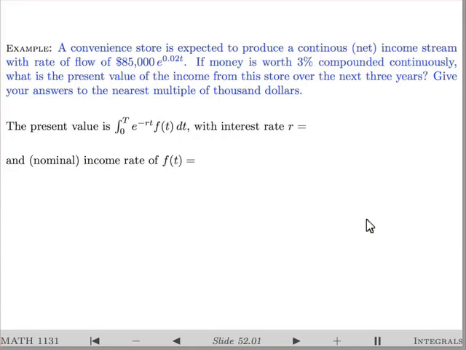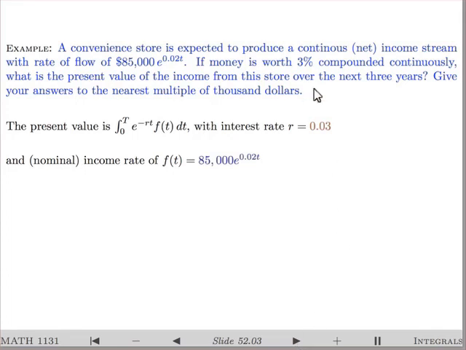The convenience store is expected to produce an income stream equal to this amount. So the idea here is that currently it's producing an annualized income of $85,000. We expect that to increase at 2% a year overall. That's what the e to the 0.02t factor means: we expect the income to increase at 2% a year. If the interest rate is 3% compounded continuously, what would be the present value of this income over the next 3 years? In this case, f of t is the given function, 85,000 e to the 0.02t.